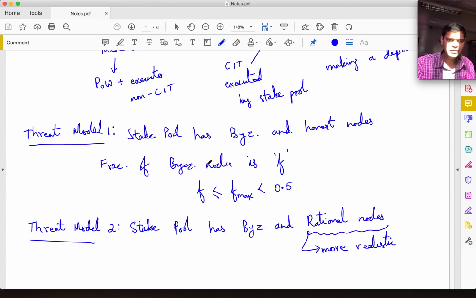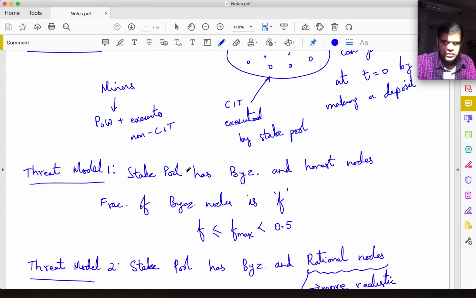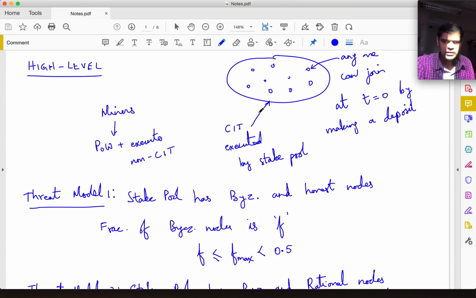So this we'll consider later, but initially we'll just handle the first threat model. So suppose we had the first threat model, let's think what could we do. Suppose we are given that less than 50% are Byzantine, and let's say there is a particular CIT which has to be computed. And of course we are going to make assumptions like TrueBit also, that the CITs are pretty much independent of each other. You could have, let's say, two different CITs even running in parallel, but they don't update the same smart contracts, right? We're going to assume those things.